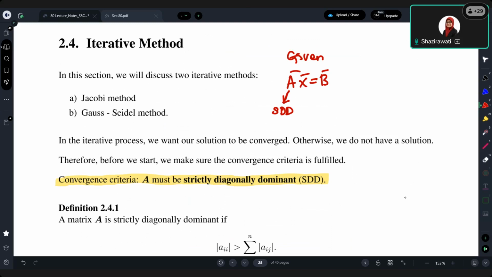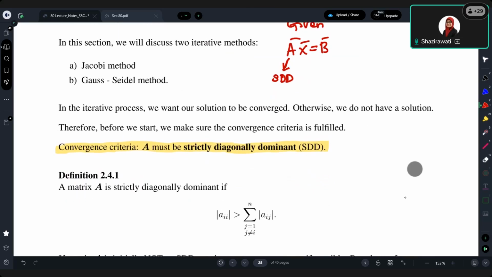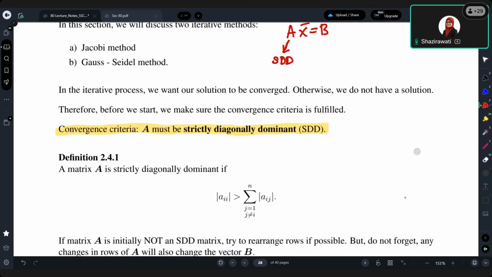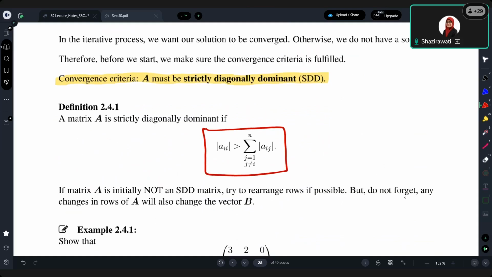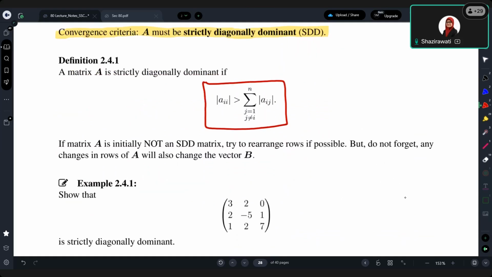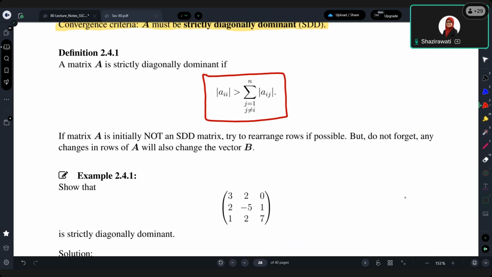Sekarang SDD, strictly diagonally dominant. Tapi cara untuk kita tengok SDD is way easier compared to the SPD. Ini simple saja. Look at the definition. A matrix A is an SDD matrix if you can prove you satisfy that. So basically, saya ambil contoh terus lah, so that you can see clearly, dengan matrix ni. Suppose this is your matrix A: 3, 2, 0, 2, -5, 1, 1, 2, 7.